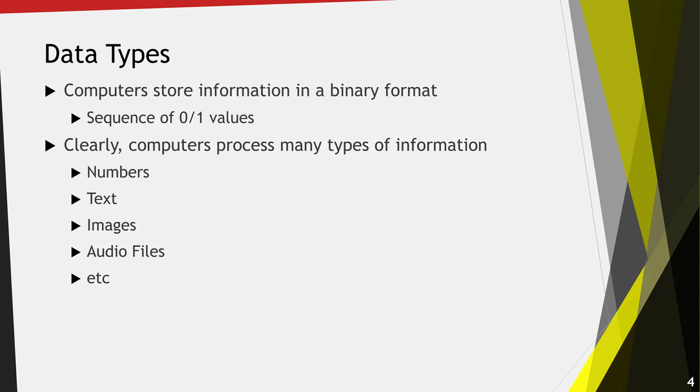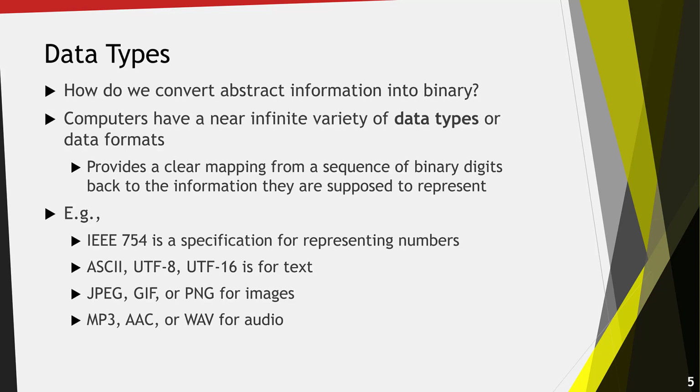So when you're thinking about data types in R, it's important to remember that computers store information in a binary format. This is a sequence of 1 and 0 values. But clearly, computers process many different types of information: numbers, text, images, audio files, cat videos, basically anything you can think of. So how is it that we convert this abstract information into the binary code that computers use? Computers have a nearly infinite variety of data types or data formats. They provide a clear mapping from a sequence of binary digits back to the information they're supposed to represent.